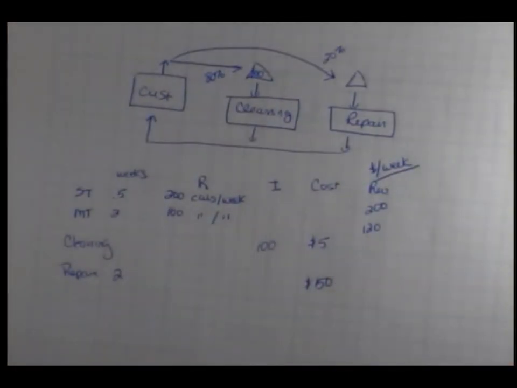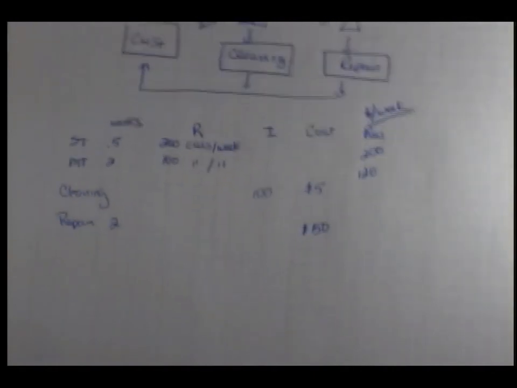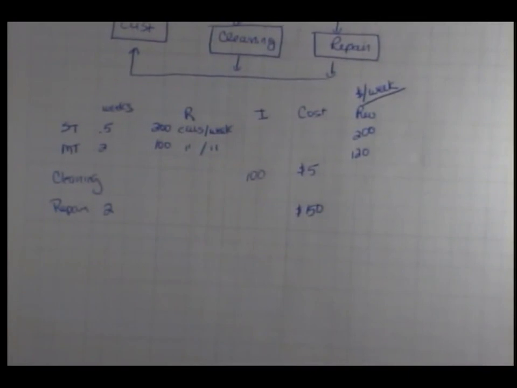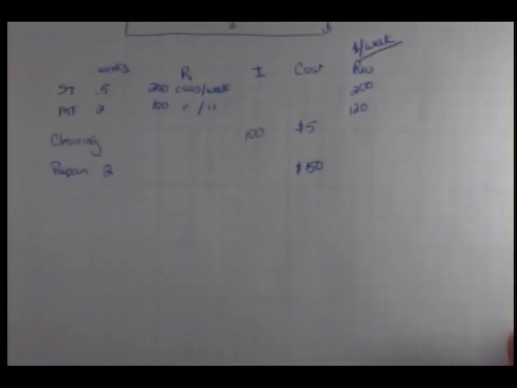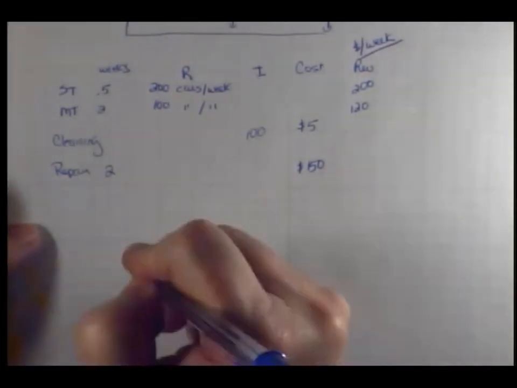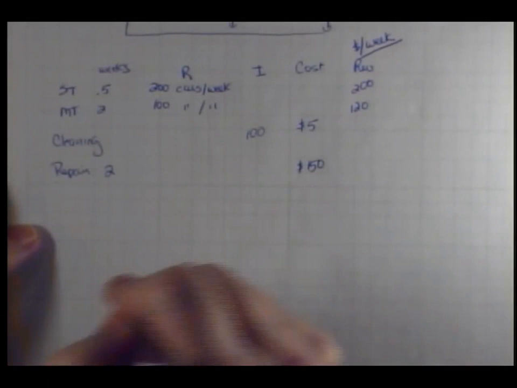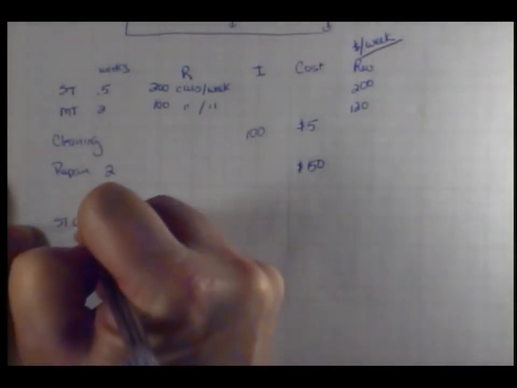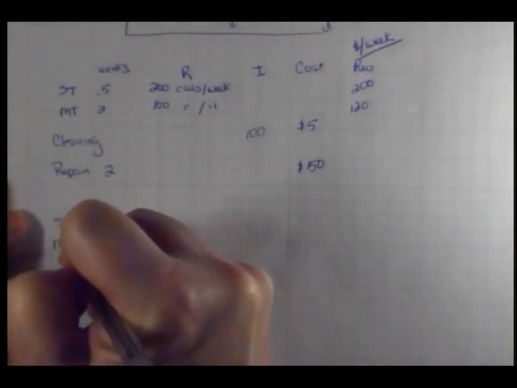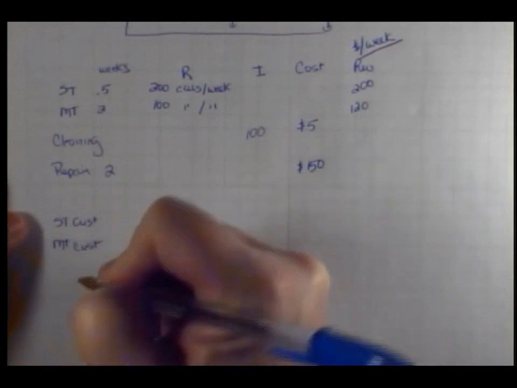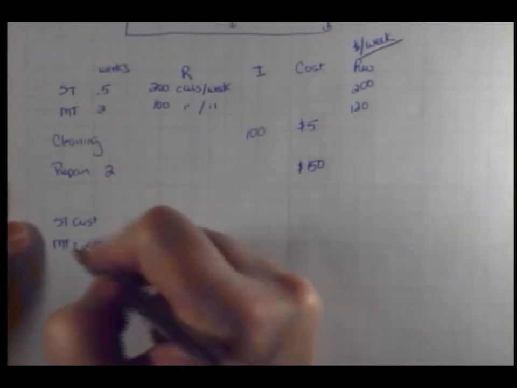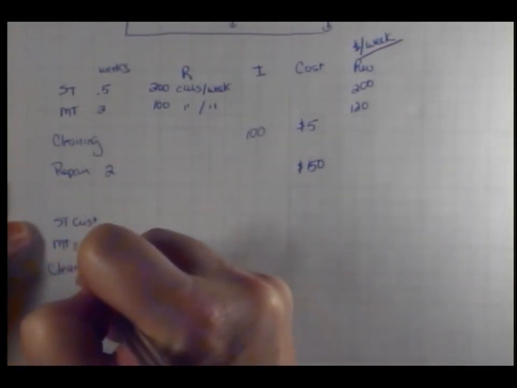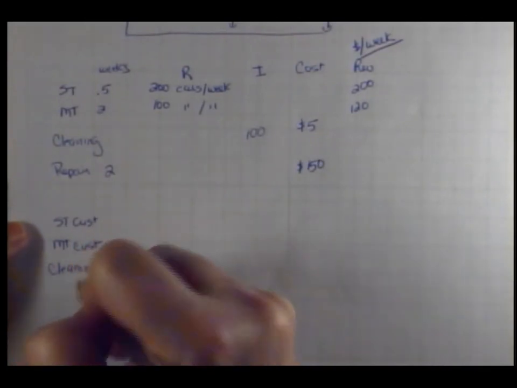Then it says, identify the throughput, inventory, and flow time at each stage. I'd have been better served if I had put my time out to the right, but when you're taking notes, sometimes you're not always sure how it's going to flow out. So I'm going to say my stages are a short-term customer, a medium-term customer, cleaning, and repair.